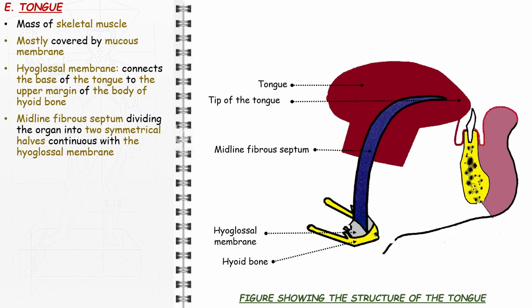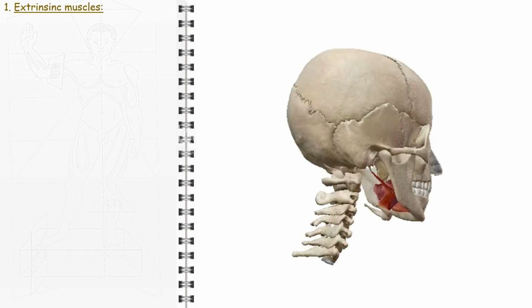The intrinsic muscles of the tongue are wholly within the tongue and not attached to bone. The extrinsic muscles have bony attachments. 4 muscles are distinguished in each group and in each half of the tongue. Thus, the tongue is a mass of 16 skeletal muscles.